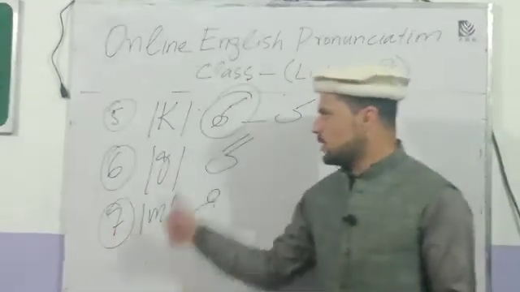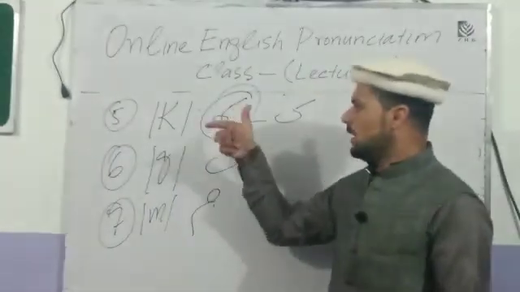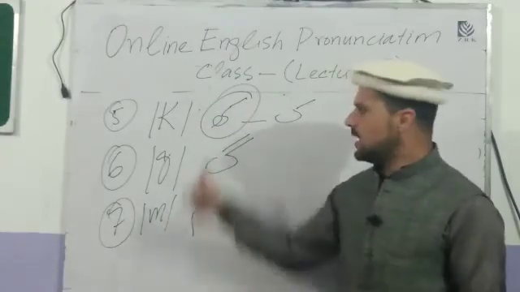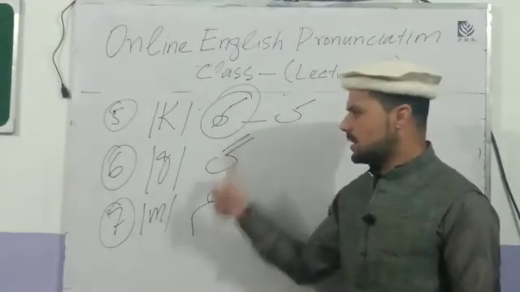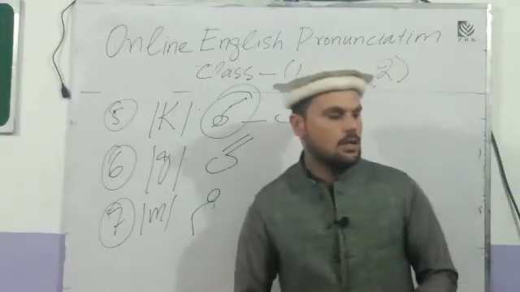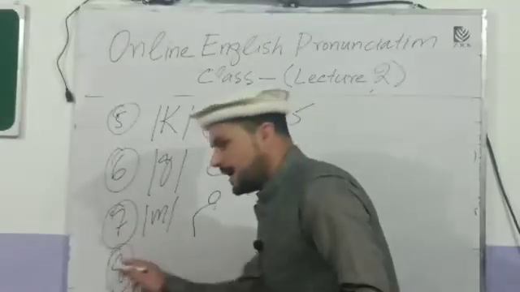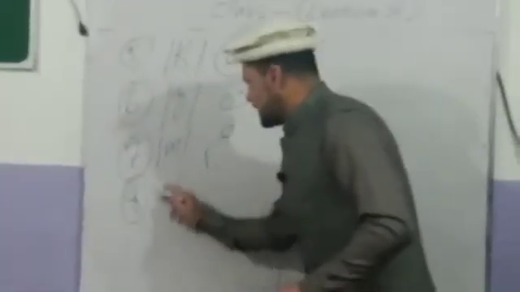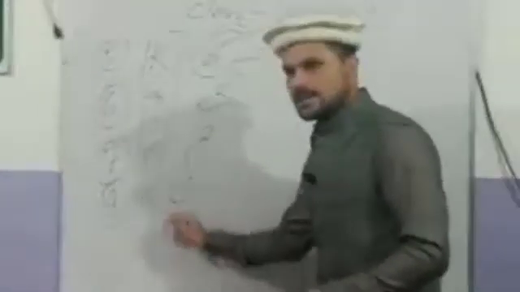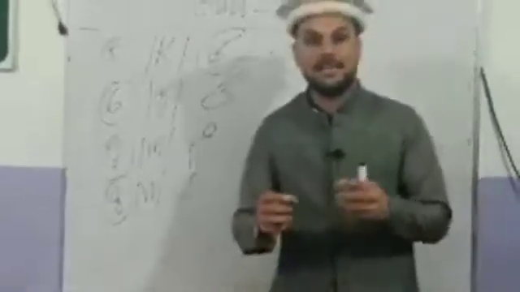So far, we talked about three sounds in today's class: G, M. Now let's go to another sound. Sound number 8, that is N. It is represented by small n. Now this is the sound N.